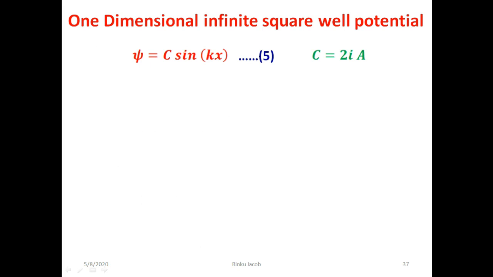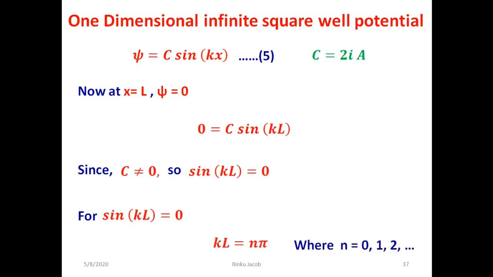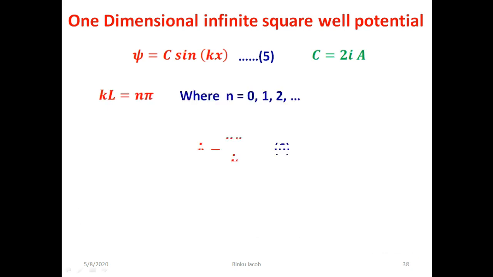Now we have to find the value of C in equation 5. For that, we take the second boundary, that is at x = L. Here, as the particle cannot exist, the wave function ψ is 0. Now applying this condition to equation 5, we get 0 = C sin kL. As C is not equal to 0, definitely sin kL should be 0. For a sine function to be 0, the angle should be an integral multiple of π. That is, for sin kL to be 0, the angle kL should be equal to nπ, where n = 0, 1, 2, etc. So k = nπ/L, which is equation 6.